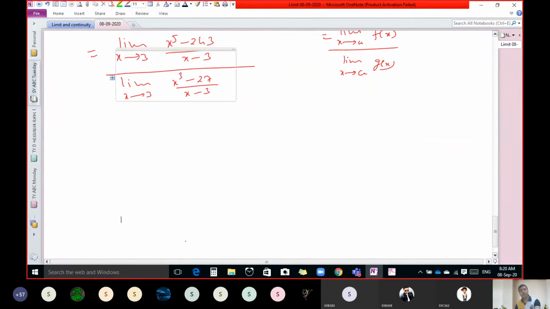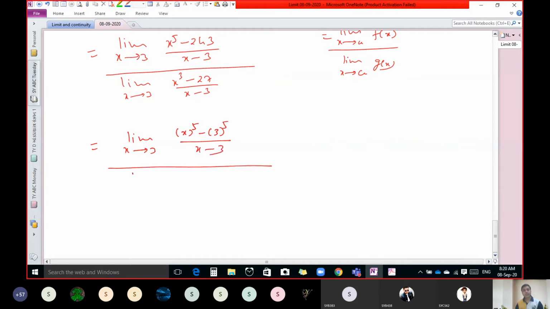Now these two are two examples of limit. Treat both examples independently. So obviously the numerator is limit x tends to 3 of (x raised to 5 minus 3 raised to 5) upon (x minus 3). The denominator is limit x tends to 3 of (x raised to 3 minus 3 raised to 3) upon (x minus 3). What is the answer of the numerator? Use the result. The power is 5, so the answer is 5 into 3 raised to 4.